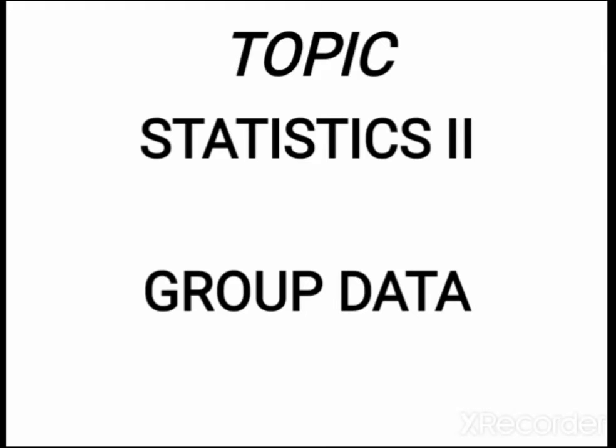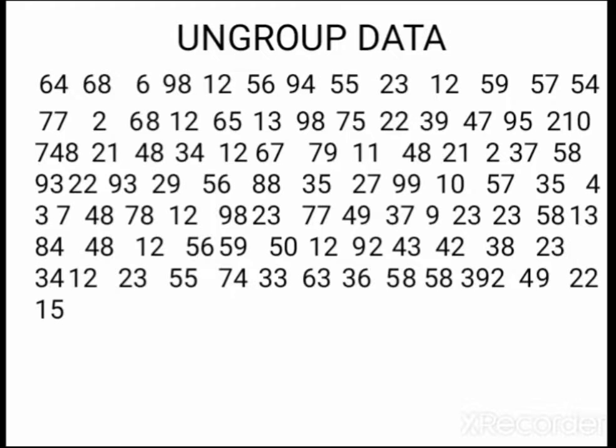Group data. In statistics, data are presented in different forms, either in the group form or the ungroup form. We have the group data and the ungroup data. When working on group data and ungroup data, different formulas are applied. When we talk about ungroup data, we talk about a set of data presented in their raw form.